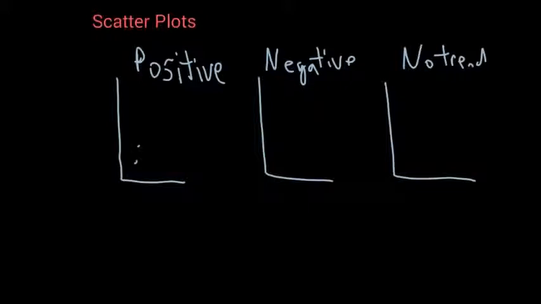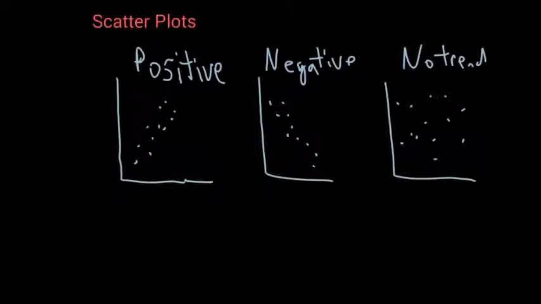A positive means your dots are basically, as we're going across the x-axis, they're going up the y-axis. Negative would be the opposite. Basically, as we go across on the x-axis, our y-axis is going down. No trend would just be that we kind of have dots all over the place and we can't really tell which way it's going, if it's going up or down.